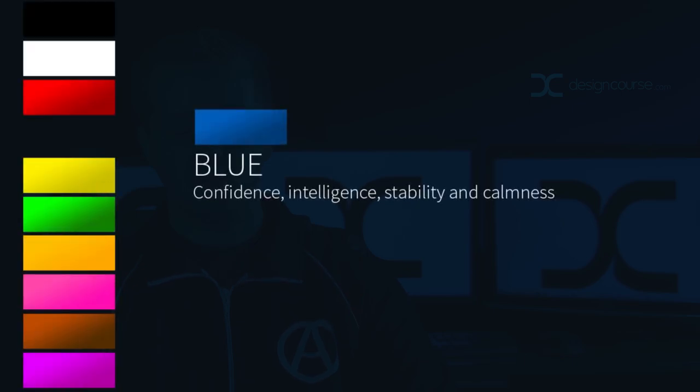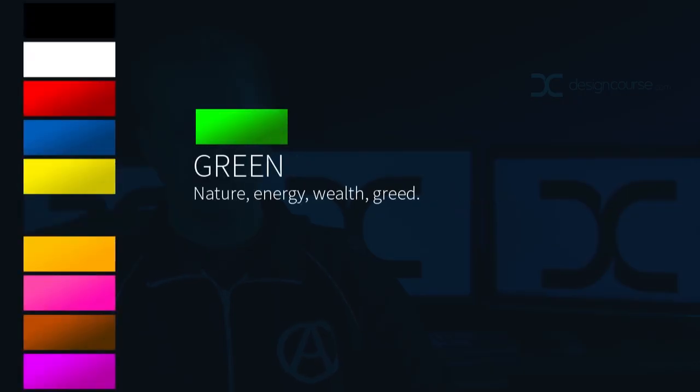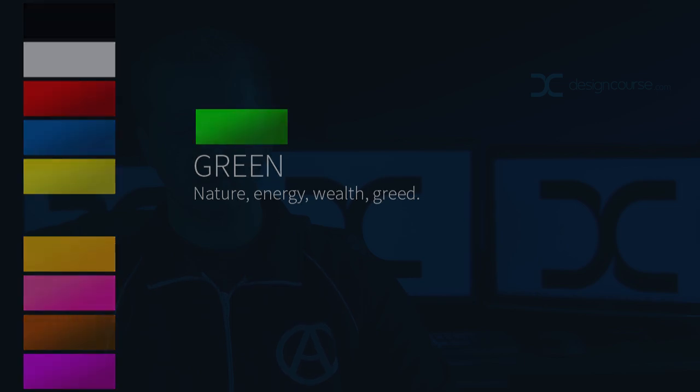Blue typically represents confidence, intelligence, stability, and calmness. When we think of blue, we think of the sky or the ocean, both stable, consistent, and calming. We all, of course, generally associate the color yellow with happiness and vibrance, as the sun is essential to life and makes us feel good. But different shades of yellow can be used to represent caution or even sickness. Green can represent nature and energy, as it's the most prominent color we see in nature, but it can also represent wealth or even greed.